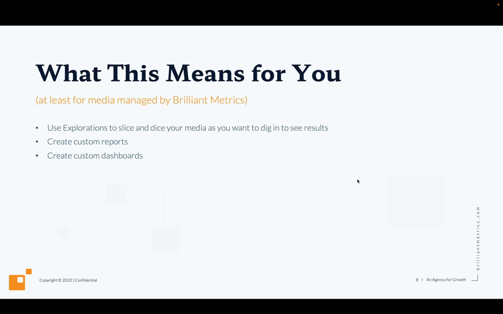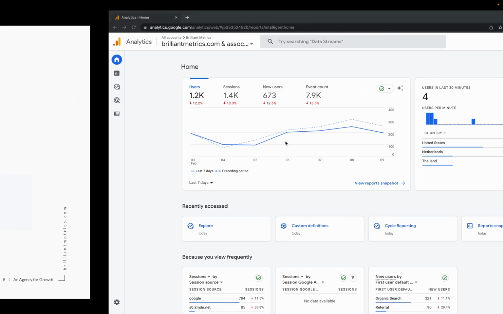Okay, what does all of this mean to you? Well, it means at least for the media managed by Brilliant Metrics for now, although we're hoping to open up Happy URL sometime in the next year, you have the ability to use explorations inside of Google Analytics to slice and dice your media run through us in any way that you see fit in order to get the insights that you need. Our team also makes use of this when doing ad hoc analysis as well. You can create custom reports and custom dashboards inside of Google Analytics as well, or inside of Google Data Studio if you so choose. Let's take a look at this.